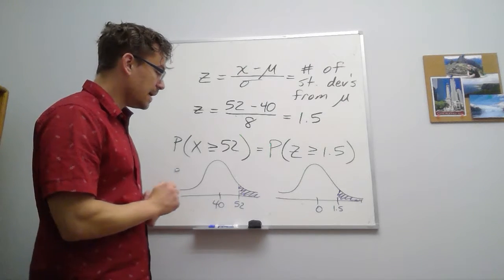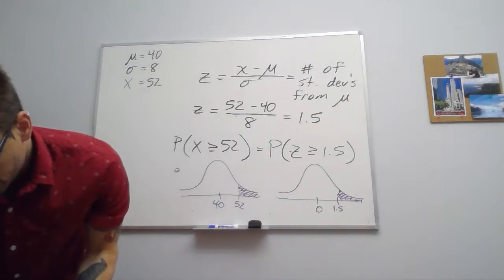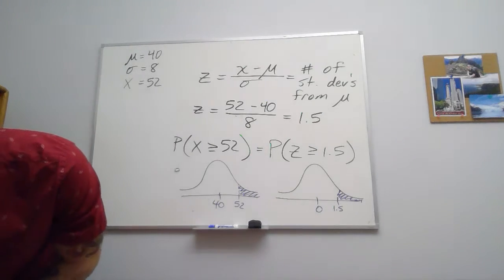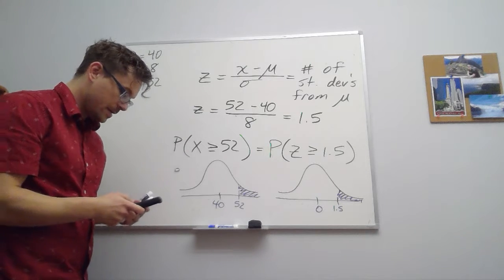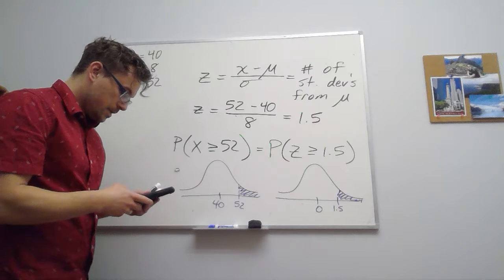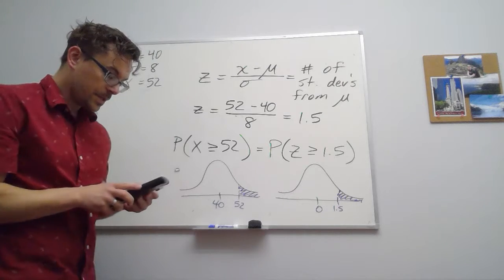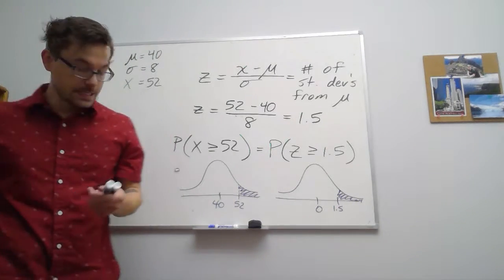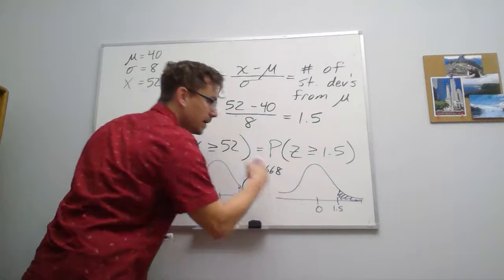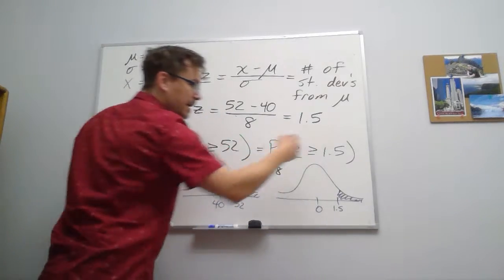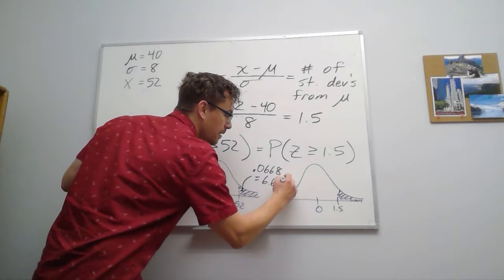So we can use our table. We could also use a calculator. So let me see if I've got mine around here. If we use a table or a calculator, we should have something like 0.0668. So the probability that we get in here is 0.0668. Whether we've put it in with the raw data or the standardized data, we should get the same value. So 0.0668, or 6.68%.